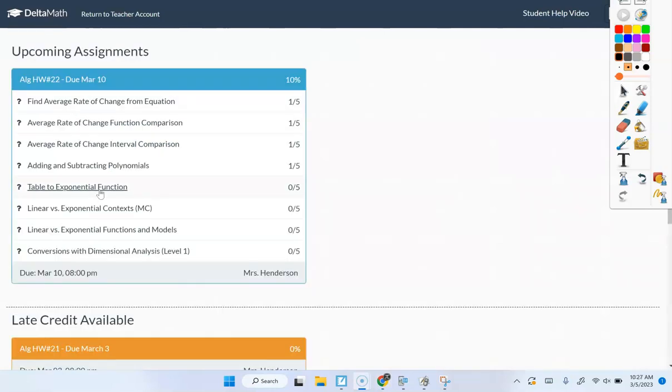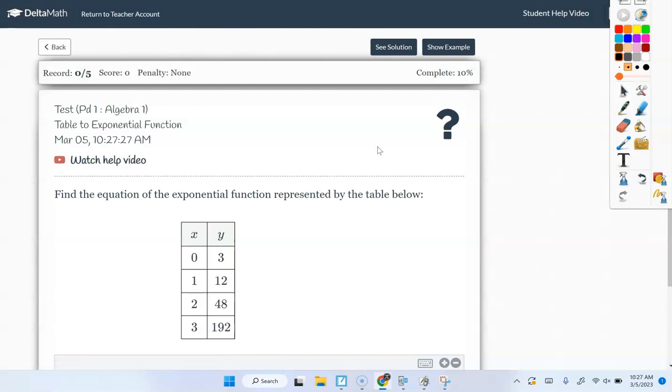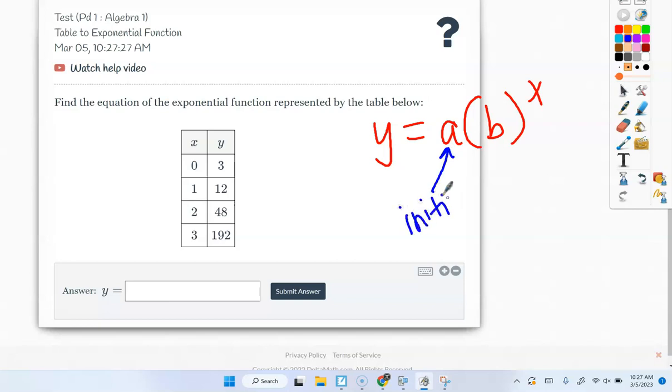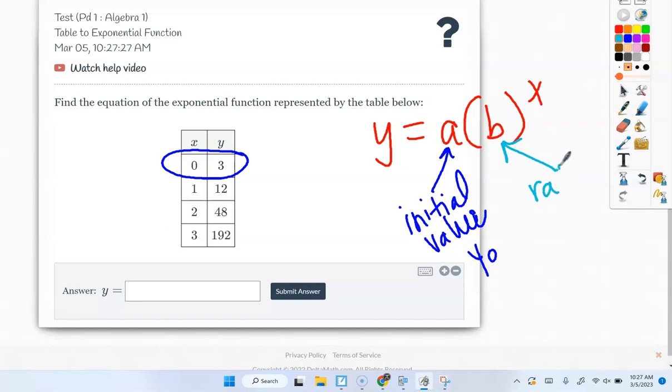The next topic for us here is moving into exponential functions. So in order to convert a table to an exponential function, you can either look for the pattern yourself, or you can use your regression capability on your TI-84. But an exponential function looks like this, where this value represents your initial value, also known as your y-intercept. In a table, you would find a y-intercept when the x value is 0, and the b value is your rate of growth or decay.